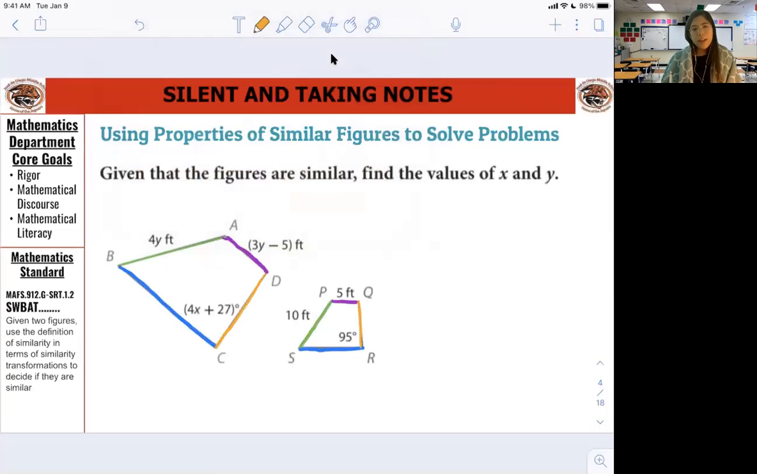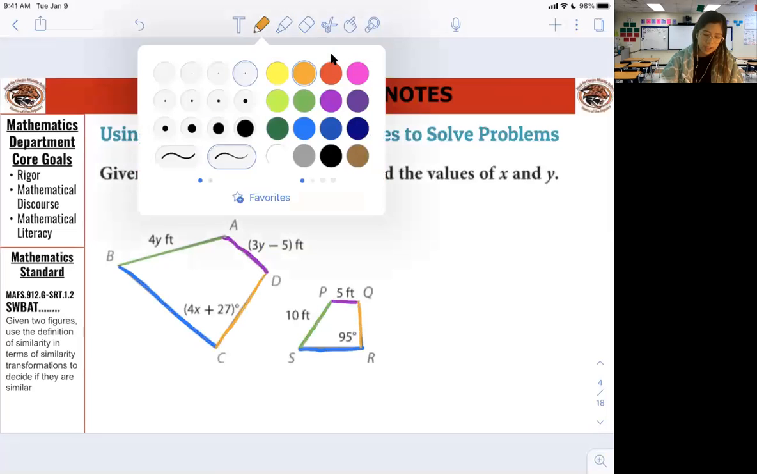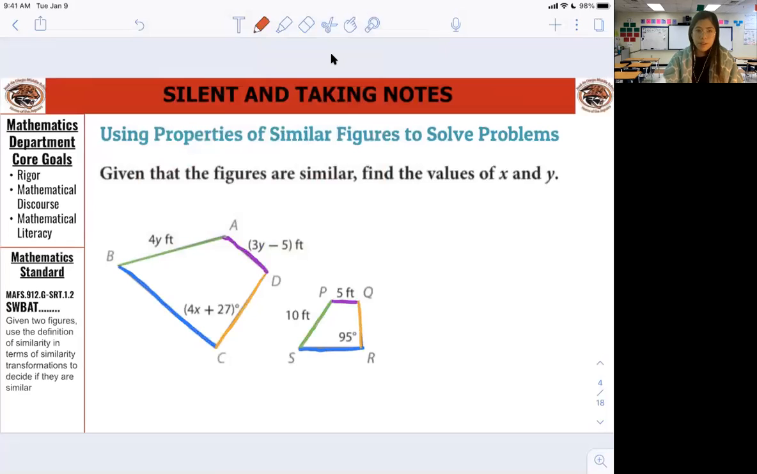Can I fill in any blanks or set up any quick little equations? What can I do? What about angle C? It says 95. So we know that's 95 because angles are congruent. So I know that angle C is congruent to angle R. Therefore, 4x plus 27 is equal to 95. So I can easily solve for x.